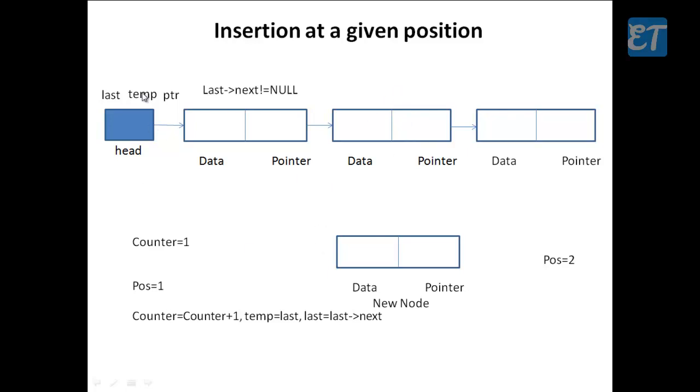Then I'm assigning temp with last. So now temp points to this last. Okay, and then last is equal to last dot next. Last is now assigned with this address. That means now last points to this particular node.